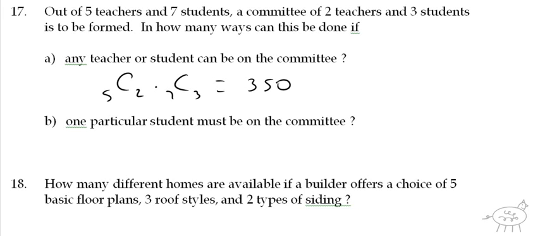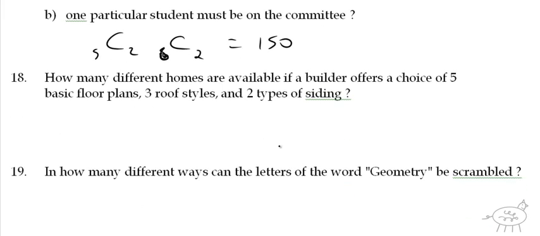That gives me 350. One particular student must be on the committee. That just means I still have 5C2, but I have one less student, so this is going to be 6, and I'm picking one less of them too. Okay, so I get 150 for that.